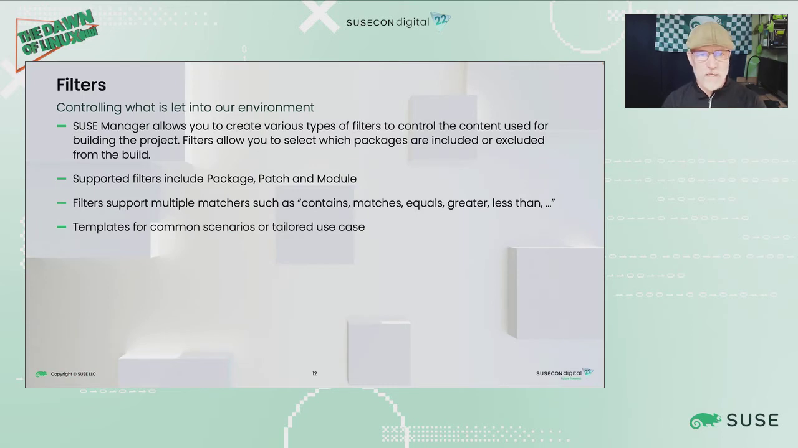So this is what we're talking about here. We're going to allow you to create various types of filters. We can have all kinds of supported filter options like packages, a variety of types of packages, the patch data, modules, even if we're talking about a Red Hat environment. We can have the content, whether it matches, it contains, it's equal, greater than, less than. We can have a variety of matchers inside of each filter.